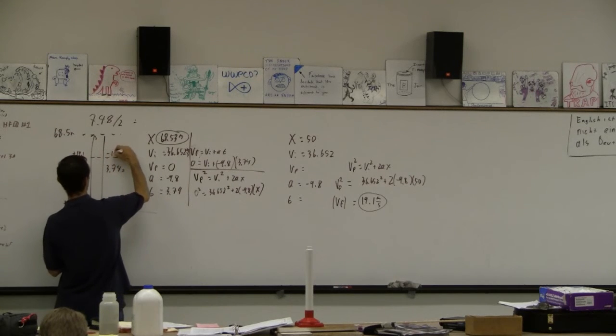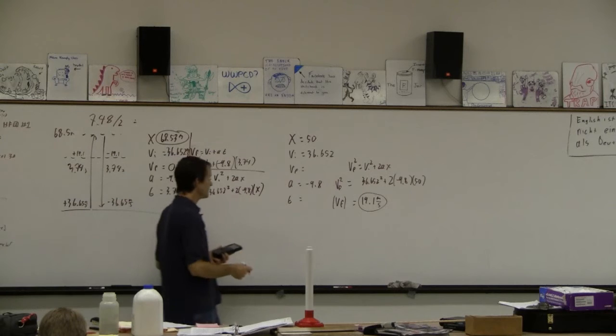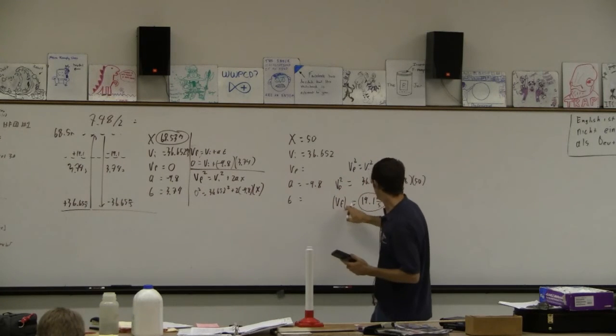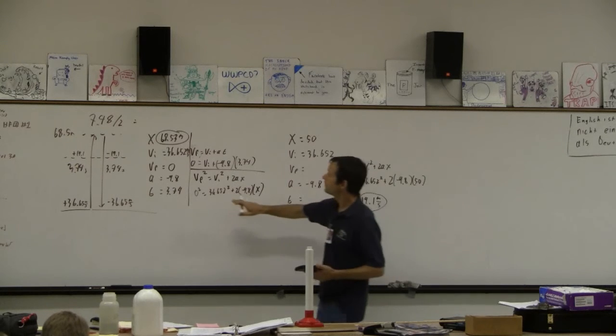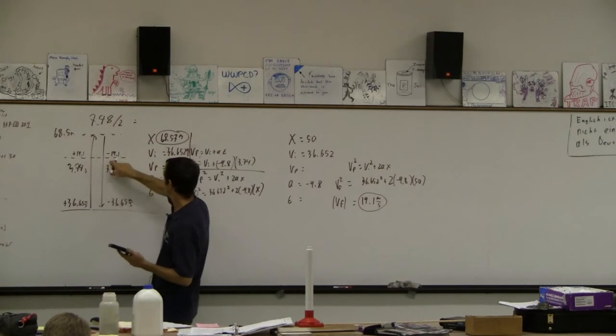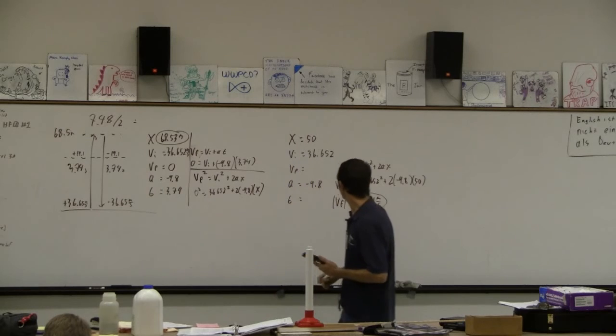And so on the way up, it's plus 19.1. On the way down, it's negative 19.1. So there's two answers for why it is the way it is. It's because it's a square root of a square, it could be positive or negative, or because on the way up, it's positive 19.1, on the way down, it's negative 19.1.